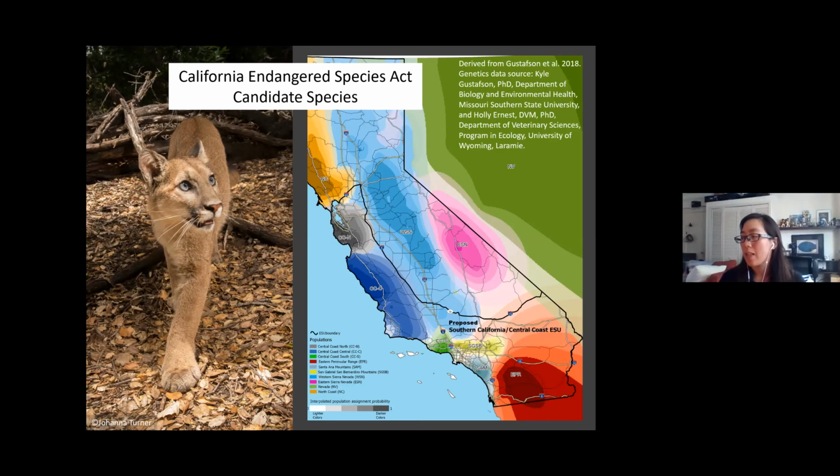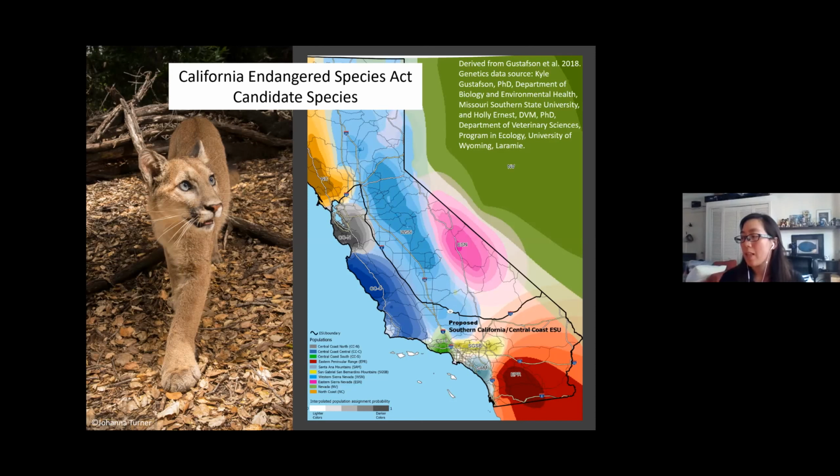What we decided to do at the center, when we petitioned for the mountain lions to be protected under CESA, is identify the populations that were most imperiled based on scientific studies. What we propose is that the mountain lions in Southern California and along the Central Coast be listed under CESA. This black line that follows these freeways is the boundary that we propose. So everything in Southern and Central Coast California, we're hoping to get extra protections under CESA.